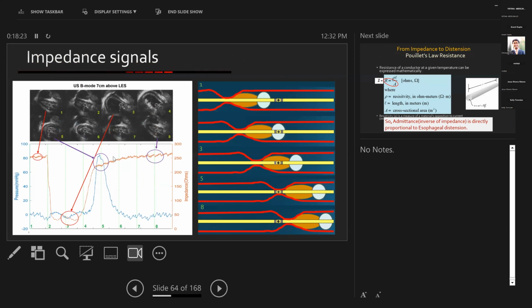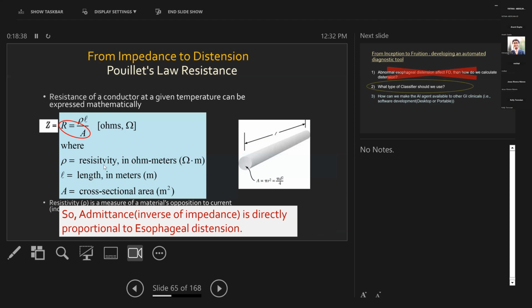If you see the ultrasound of a swallow from 1 to 8, you can see the dilation of the esophagus at one level is correlated with the drop in impedance, the orange curve. So you can use laws from physics, which tell us that impedance is inversely proportional to cross-sectional area, and you can measure distension with a bit of modification.